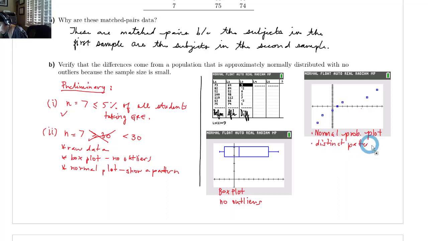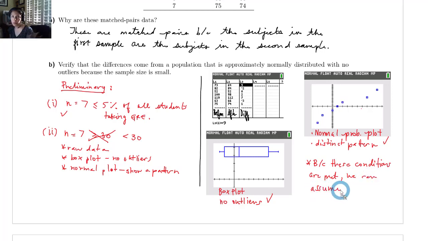And because these two are met, we can assume, not the samples, right? The differences come from an approximate normal distribution. So we can assume the differences come from a normal population.